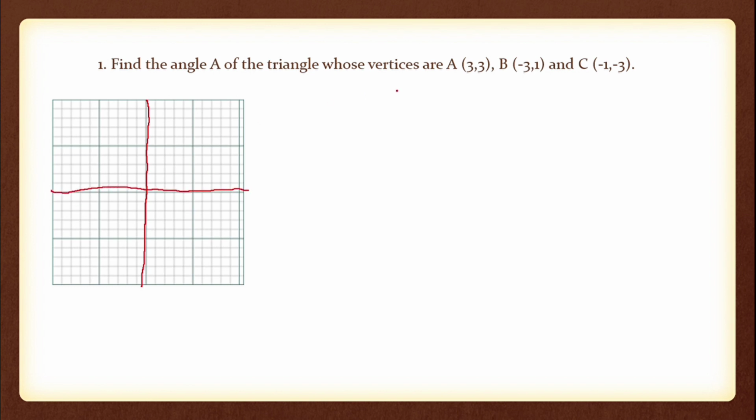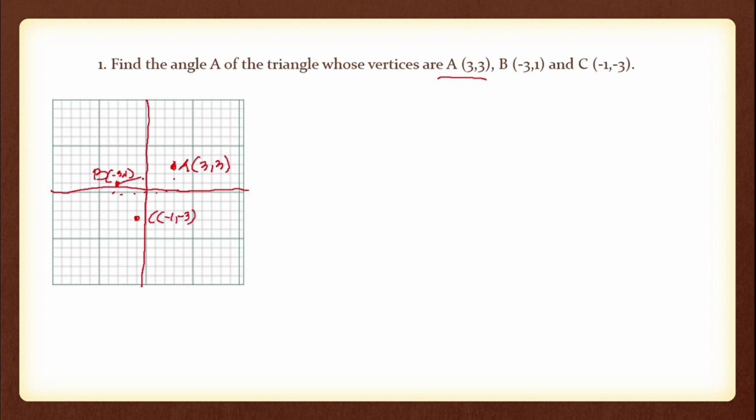Okay, so we need to plot (3, 3) here: 1, 2, 3, and 1, 2, 3. So this is our A, which is (3, 3). And our B is (-3, 1). This is our B. And our C is (-1, -3), and this is our C.